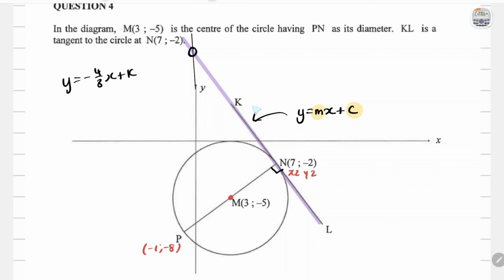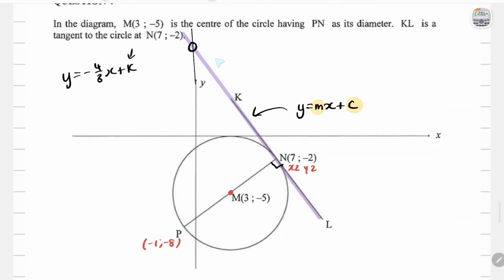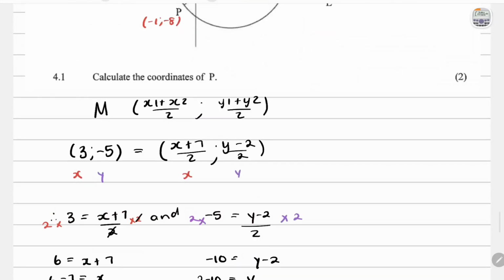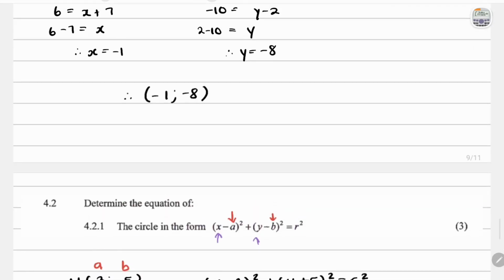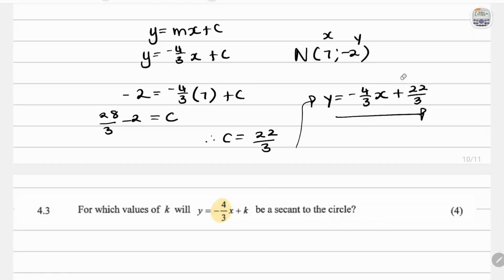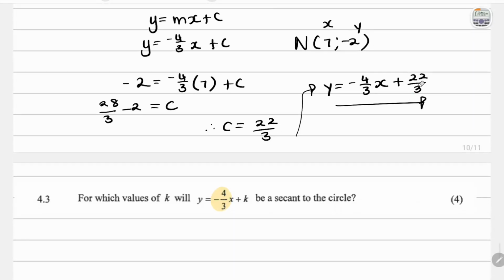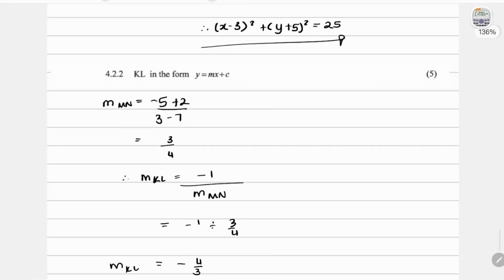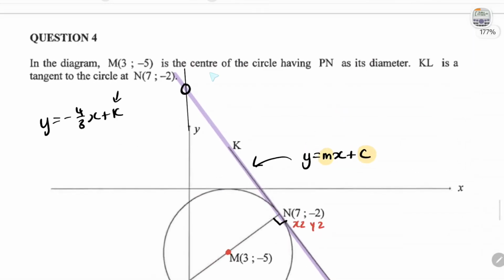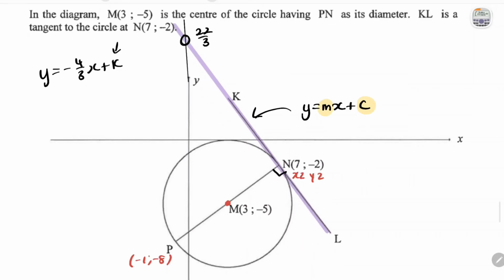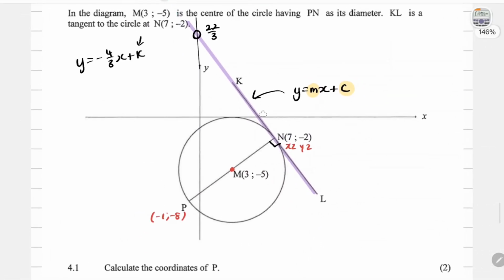Since we know that this line, at this point where it is a tangent, that is the point where k is equal to, we already found that because we found the equation of KL. So we already know at what point k should be a tangent to the circle. That was here where we found this already at this point. So it's going to be a tangent where k is equal to 22 over 3. So we know what that is. That is 22 over 3. And then for it to be a secant, it must be anything less than 22 over 3.